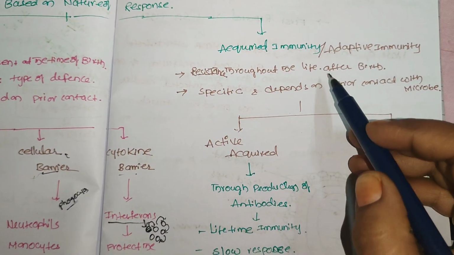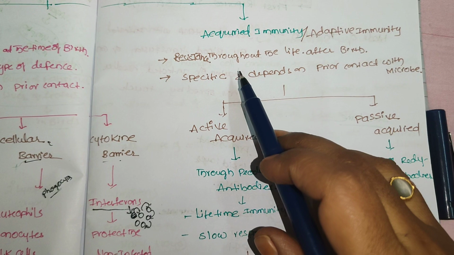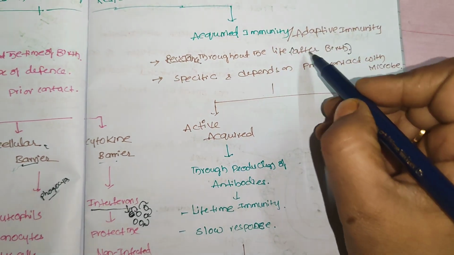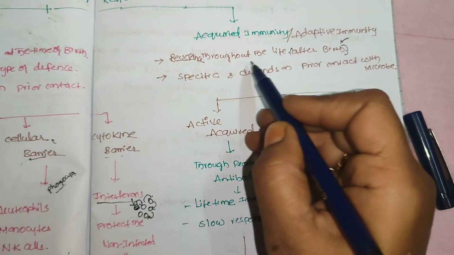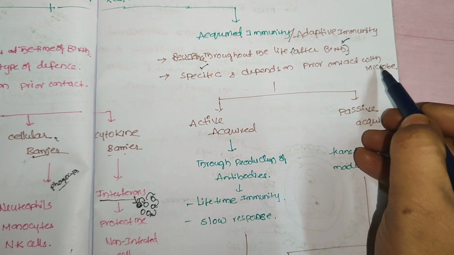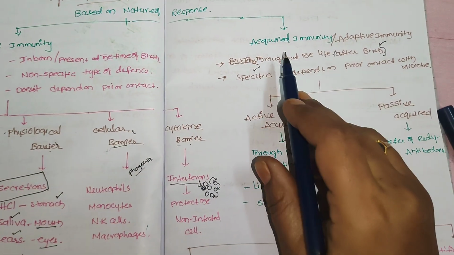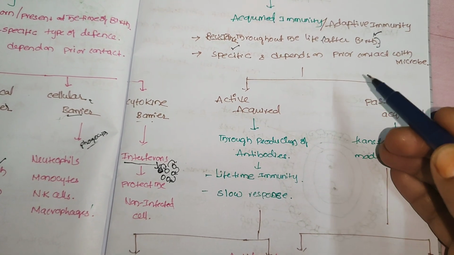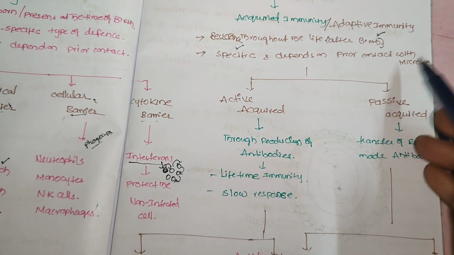Then we come to acquired immunity. Acquired immunity is also called adaptive immunity. This is resistance throughout life, but it comes after birth. Innate means at birth; acquired means after birth. After birth, antibodies are produced, which give resistance throughout life. It is specific and depends upon prior contact with the microbe. In innate immunity there is no prior contact, but in acquired immunity, whatever antigen enters our body, that particular type of antibody is produced. That is why it is specific. It depends on contact with the microbe.